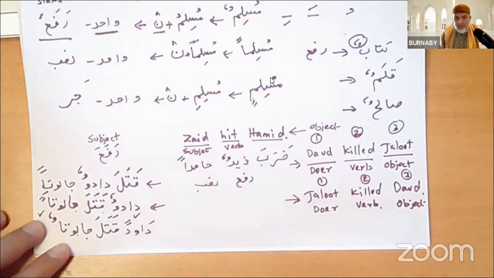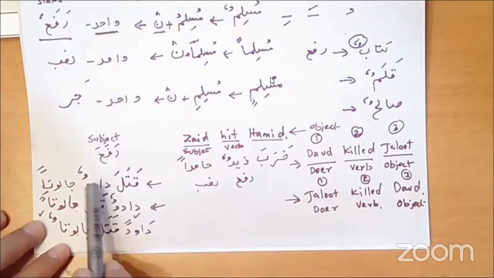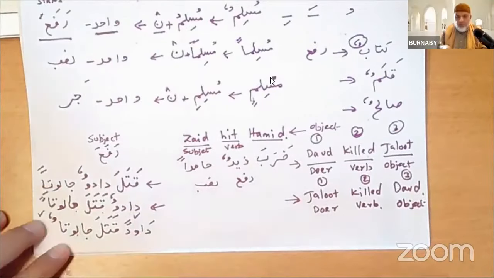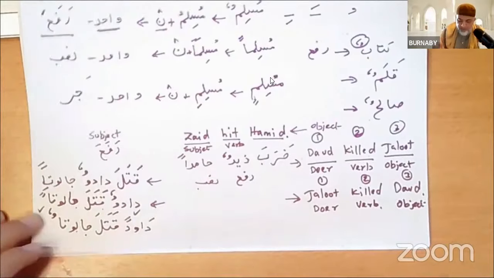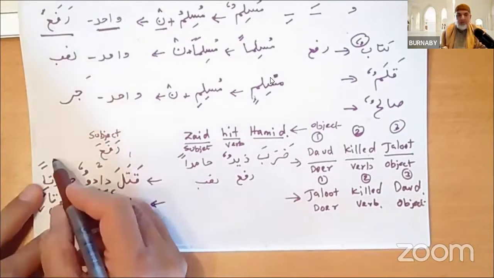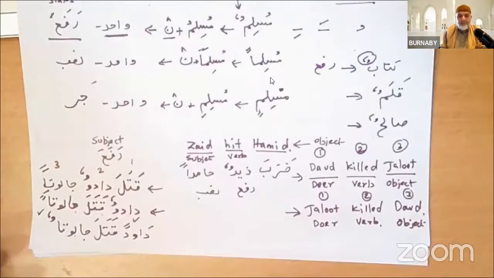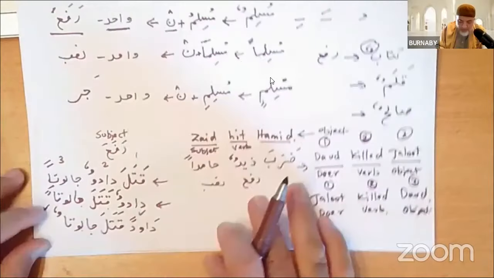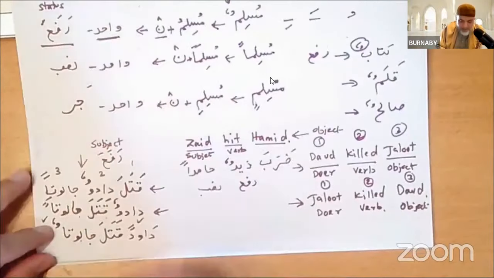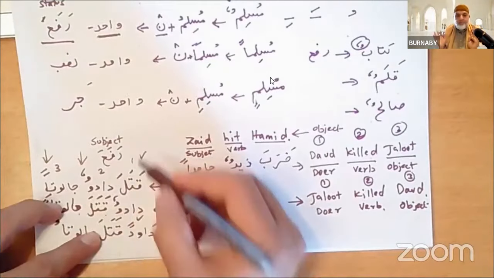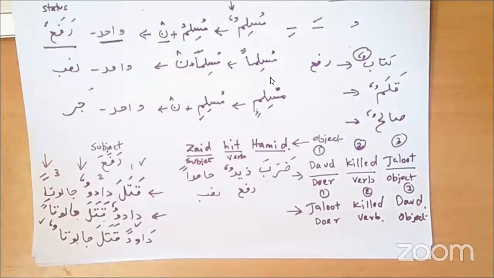So katala means killed. Dawood killed Jalut. Look, the verb is at 1, the subject is 2, and the object is 3. Does it matter where they are? In Arabic, it doesn't matter. Why? As long as you understand this is the subject, this is the object, and this is the verb, I am all good. Making sense?